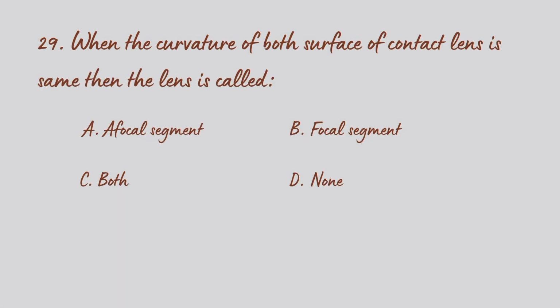Next question. When the curvature of both surfaces of a contact lens is the same, then the lens is called option A, afocal segment, option B, focal segment, option C, both of them, and option D, none of them. Correct answer is option A, afocal segment.